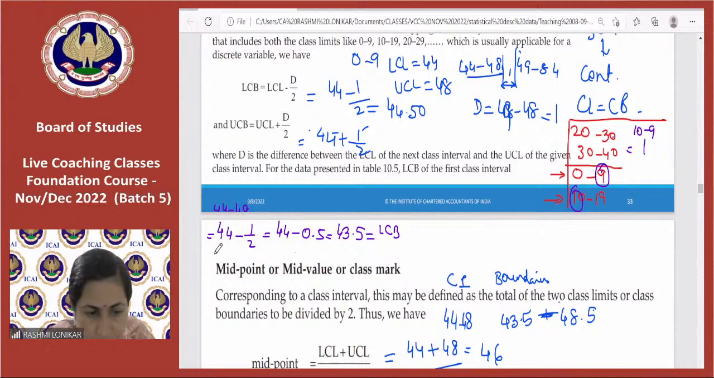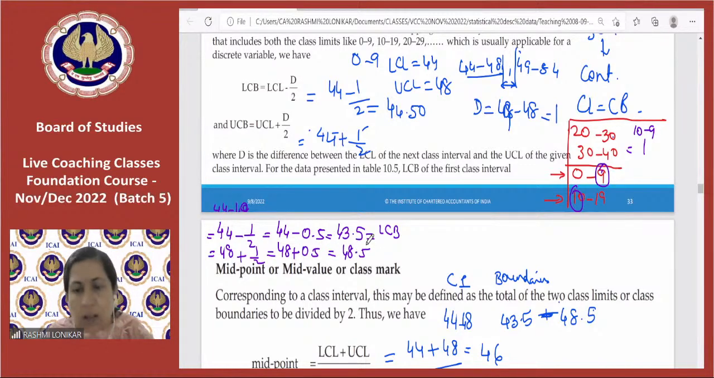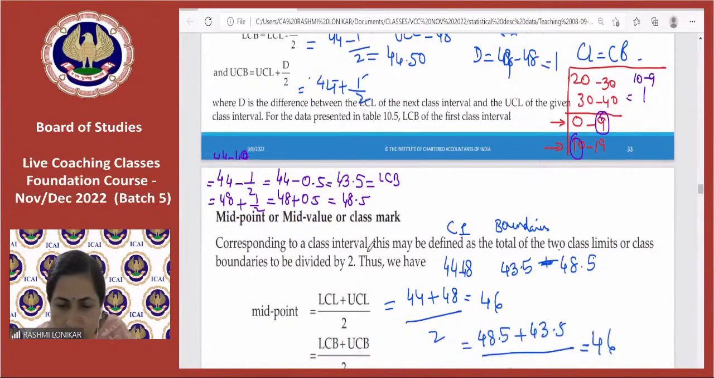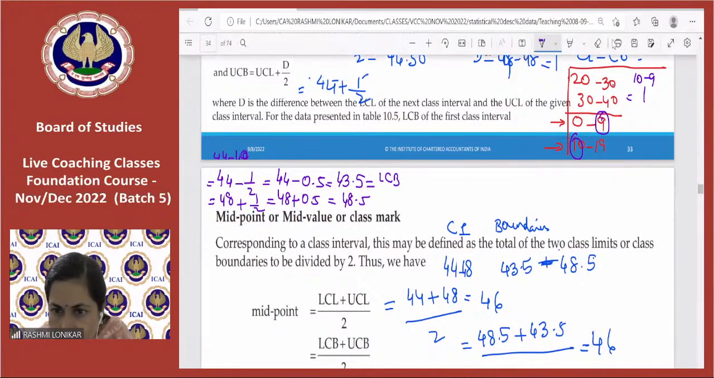So, upper class boundary, what is the class 48? So, 48 plus 1/2 is 48 plus d by 2. D is 1, difference is 1, upon 2 is 0.5, which is equal to 48.5. I do this for every class interval. I will show you over here.